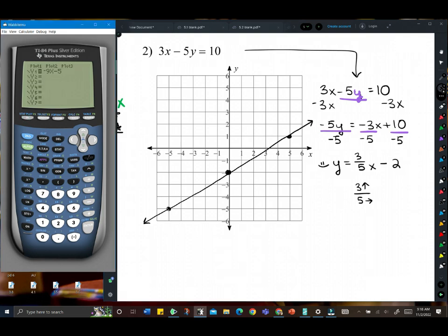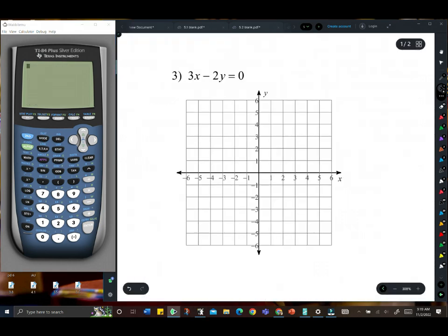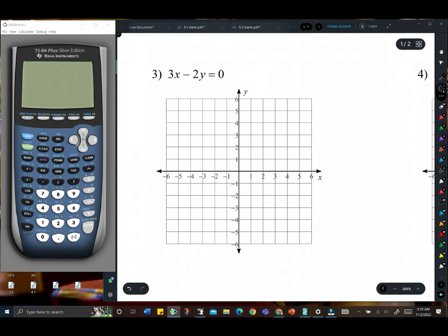Again, go ahead, check that in the calculator. Do that little bit for yourself. 3/5 x minus 2. There it is. Should match up. You can also check out the table, second graph. And again, that gives you values to look through that you could plot as well. Okay. 3 and 4, go ahead and try these out.